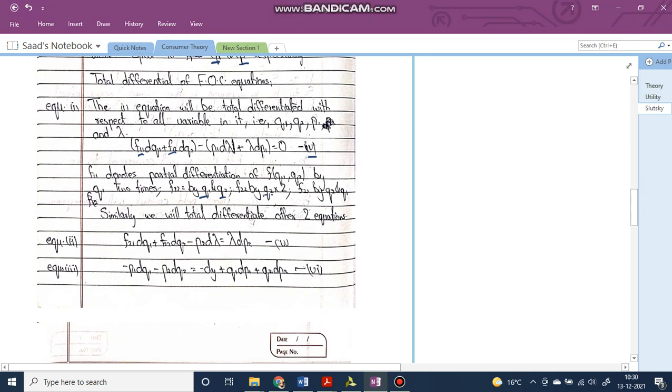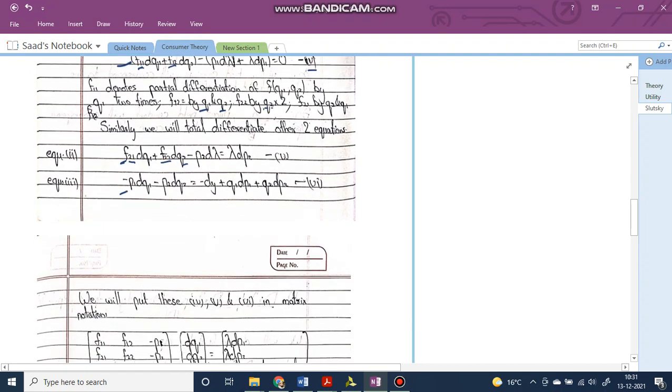Similarly, we will differentiate our other two equations, which we will get f21 dq1 plus f22 dq2 minus p2 d lambda minus lambda dp2 equals to 0. Then we will totally differentiate our third equation, which is minus p1 dq1 minus p2 dq2 equals to minus dy plus q1 dp1 plus q2 dp2. We will solve these three equations by Cramer's rule.